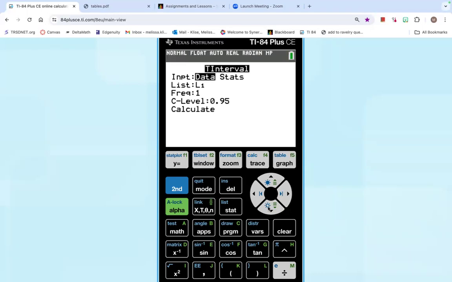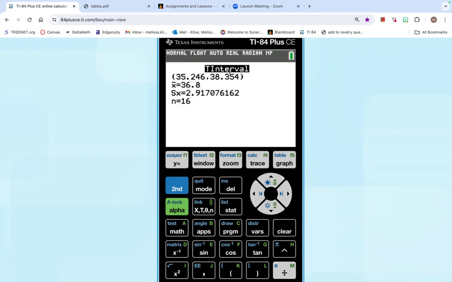Okay. The cool thing here, if you put your data into your L1, you can use the data and tell it where it is. It will do all of the math for you. If you are given stats, if they give you a mean and a standard deviation, then you will go over to stats right here. It will take care of your degrees of freedom and all of that stuff for you. You don't have to worry about that. I'm going to go to data because that's what we have. Go down here. We're doing 95%. So I'm going to leave that there and hit calculate.